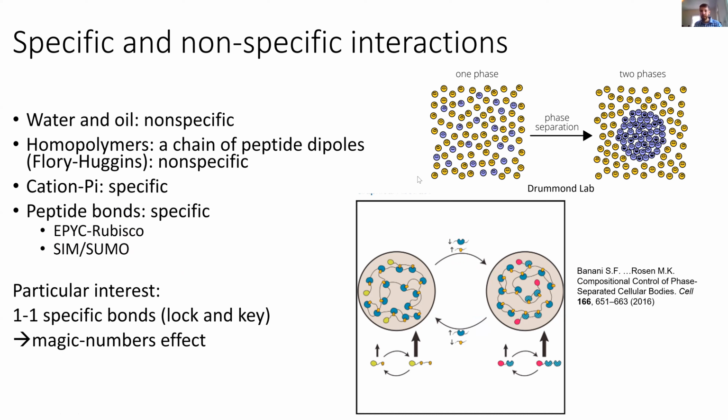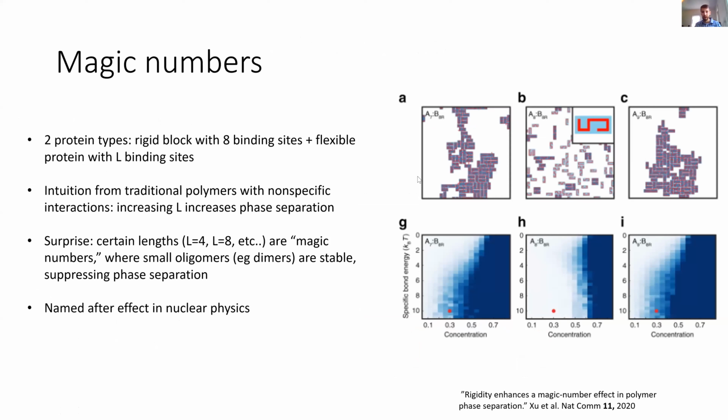And so when you have these sorts of very specific and saturating interactions, you can actually have very new physics, which I think is counterintuitive from the old school Flory-Huggins perspective, including the magic numbers effect. I will give you just a very brief review of what magic numbers are, and then talk about some of the more specific questions.